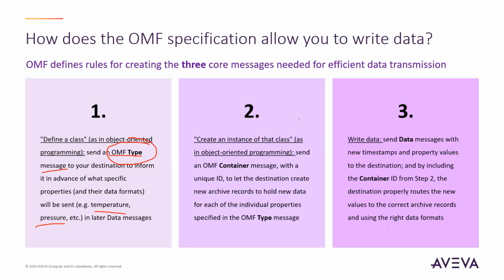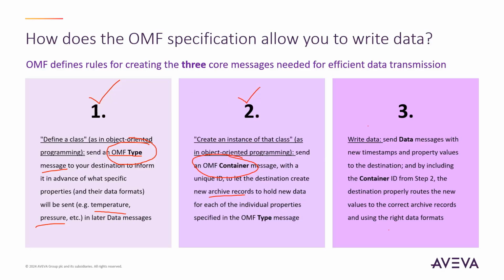Next, you have to create an instance of this class. We call that creating an OMF container. So we're saying, okay, destination system, now that I've defined my type and I know what data types I'll send you and what their properties are, here, create an instance for me. And that lets it create new archive records to hold this. So first you say, this is the type. This contains my configuration, like what data I'm sending you. These create my instances of it, like my streams.